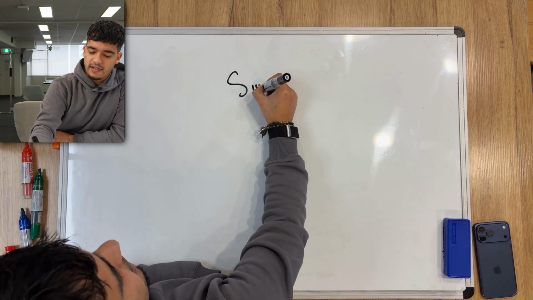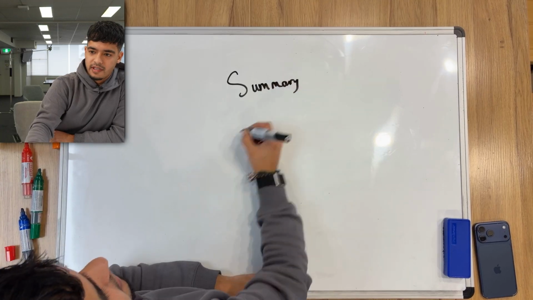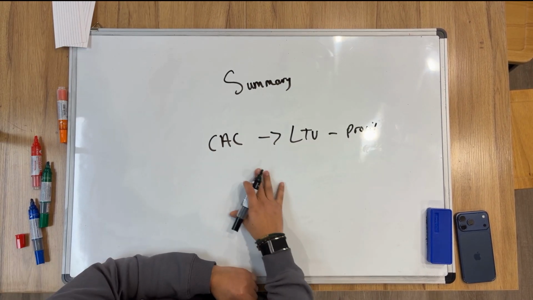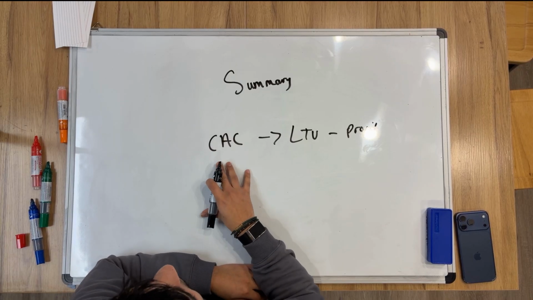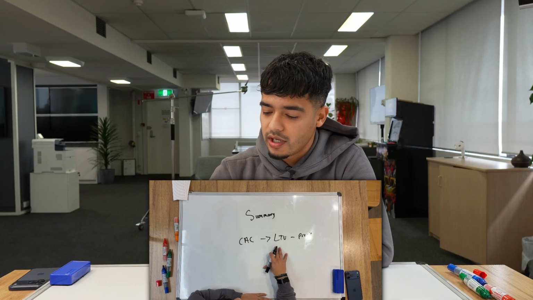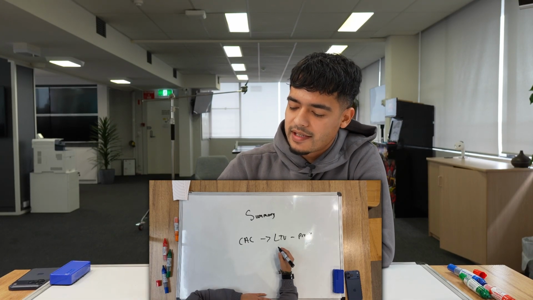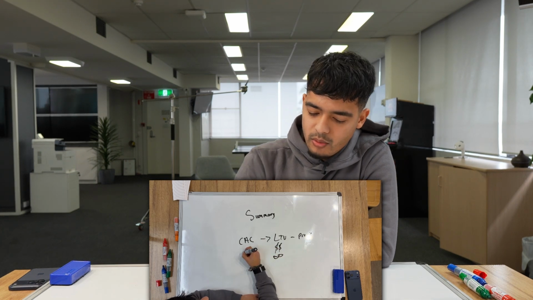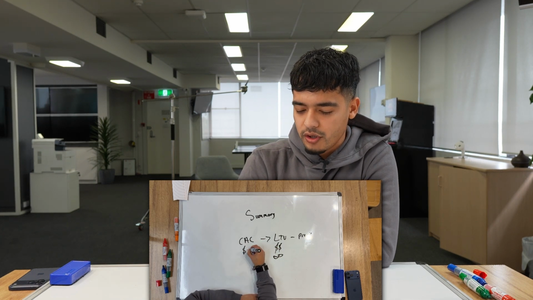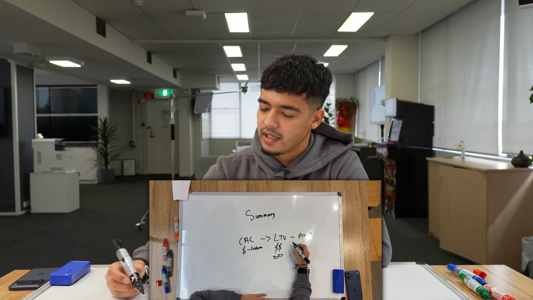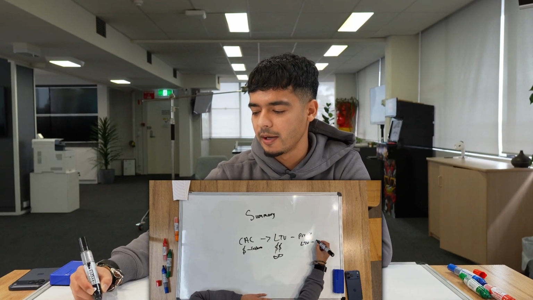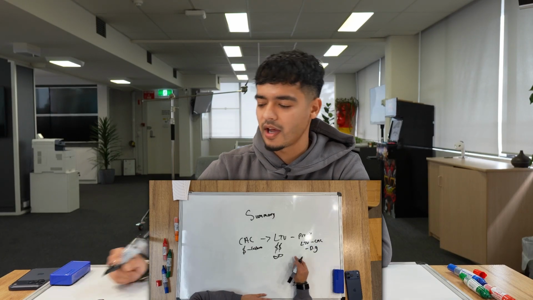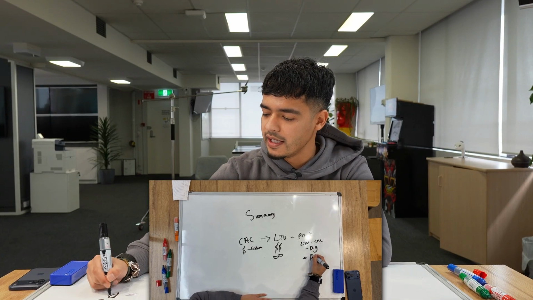So here's a quick summary of everything that we have discussed. CAC to LTV to profit. CAC is how much it costs you to get a paying customer. And LTV is how much you've generated in revenue forever, so the infinity symbol. Profit is the difference: the LTV minus the CAC minus the delivery of goods. So how much it costs you to deliver equals your profit.